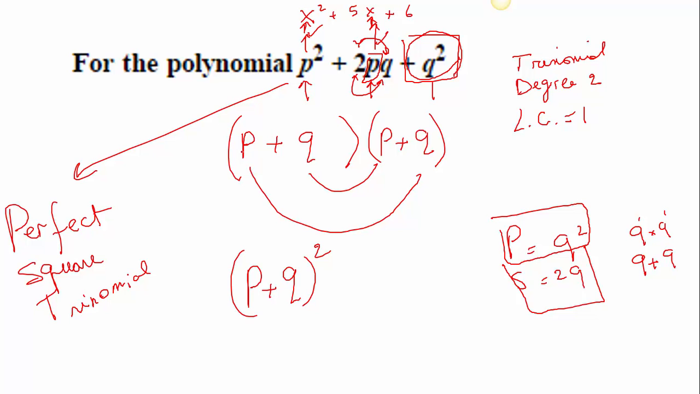So going back here, the variable plus q, the variable plus q. But they're exactly the same, that's why you end up writing this as p plus q to the quantity squared, and we call this trinomial a perfect square trinomial.